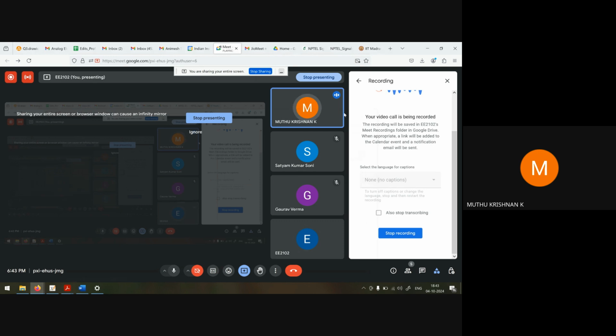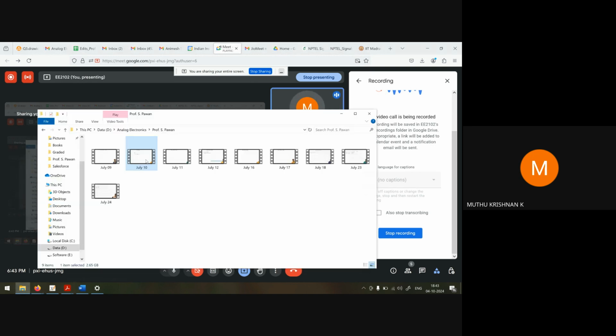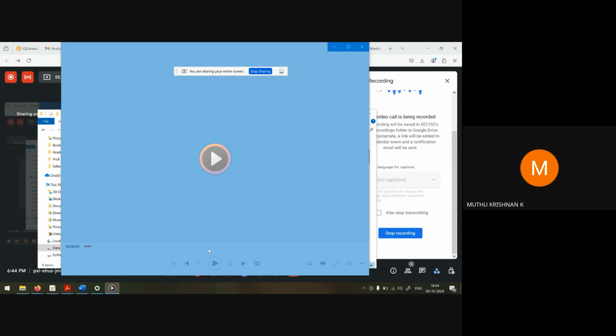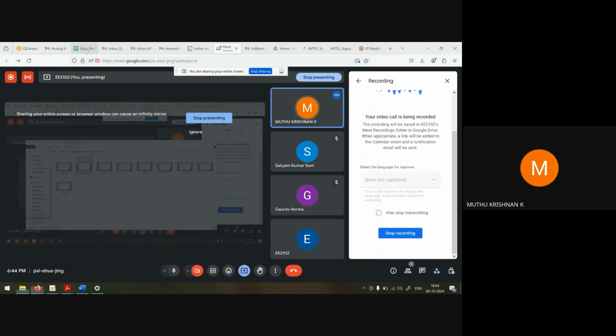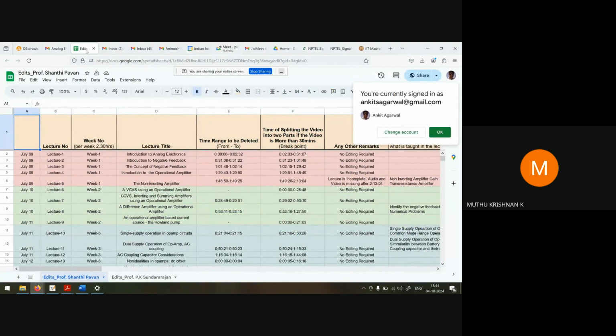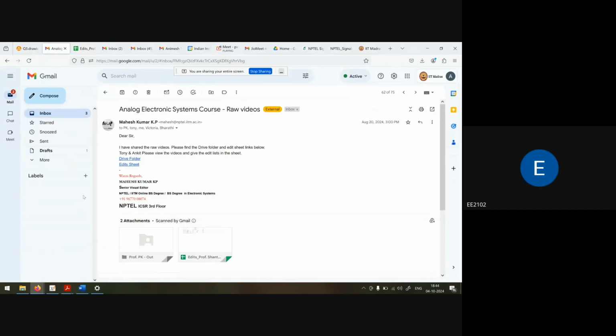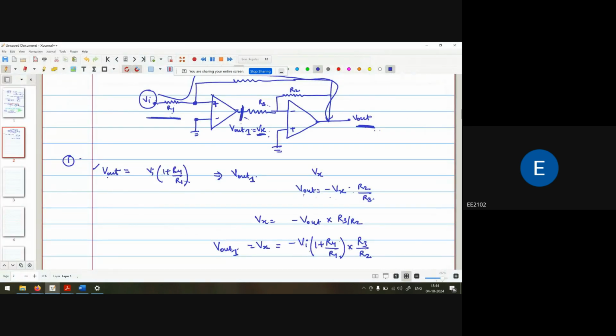Sir, likewise in lecture 4, there is some new concept of negative impedance. Okay, a minute. Howland. Okay, Howland pump. Basically, the concept is that it is a Howland current pump, not Howland pump.